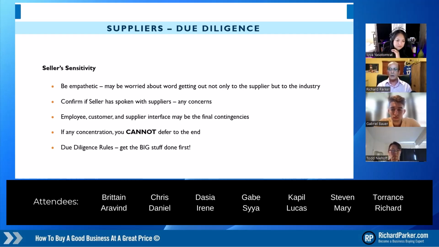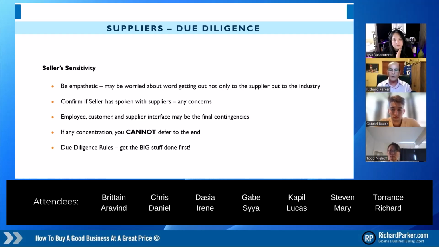The due diligence rule is you do the big stuff first. Big, important stuff, things that can change the landscape, change the deal, make you want to back out of the deal. Those big items could be supplier concentration and having to speak with the supplier and confirming that they'll continue supplying you. That's a big item. And so you want to do that at the very beginning, because you don't want to waste time. You don't want to waste money.